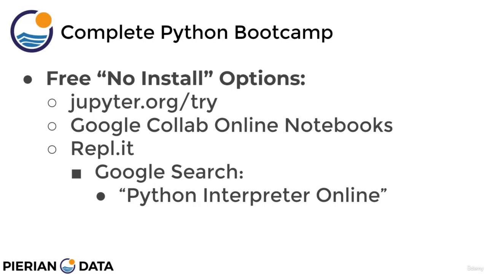All right, so let's quickly check out some no installation options. The ones we're going to cover just briefly here are the official try option from jupyter.org/try. That will allow you to run a Jupyter Notebook with nothing to install directly in your browser. Then we'll also check out Google Colab online notebooks. You do need a Google account like a Gmail address in order to access those, but it's a pretty cool feature provided by Google. And then we'll also check out Repl.it.